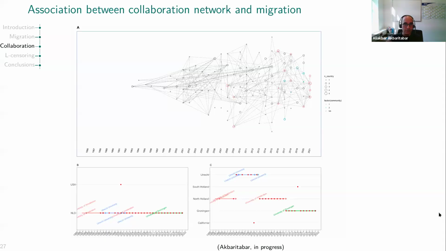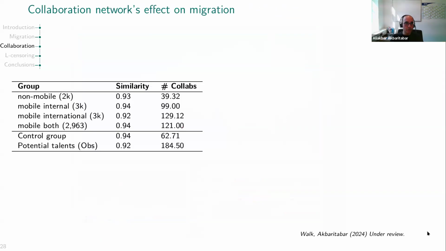So we can construct something like this. On the top, I'm showing you the co-authorship network of, let's say, a hypothetical scholar. And on the bottom, I'm showing you their mobility trajectory that you saw before at the country level and at the subnational level. If we construct this, we can then see, for example, for some groups of scholars, here our focus was on non-mobile scholars. So we had a sample with 2,000 scholars who were non-mobile, 3,000 who were mobile but inside the country, so they were not mobile internationally, 3,000 scholars who were mobile in the international sense, and then about 2,900 who were mobile in both of them.